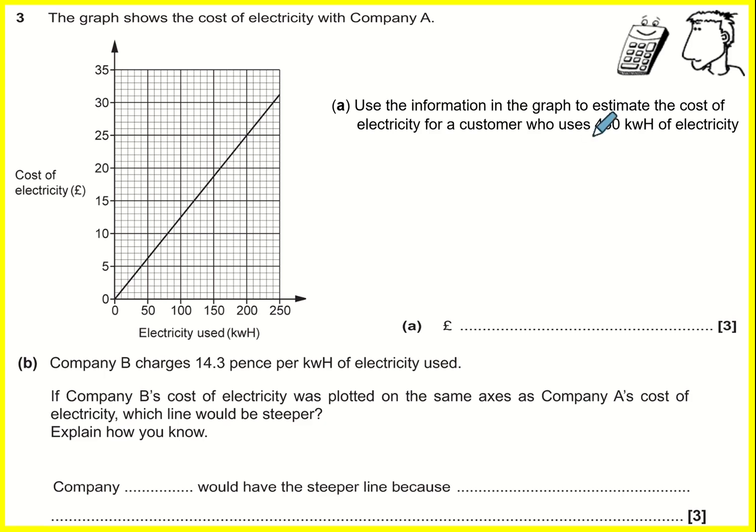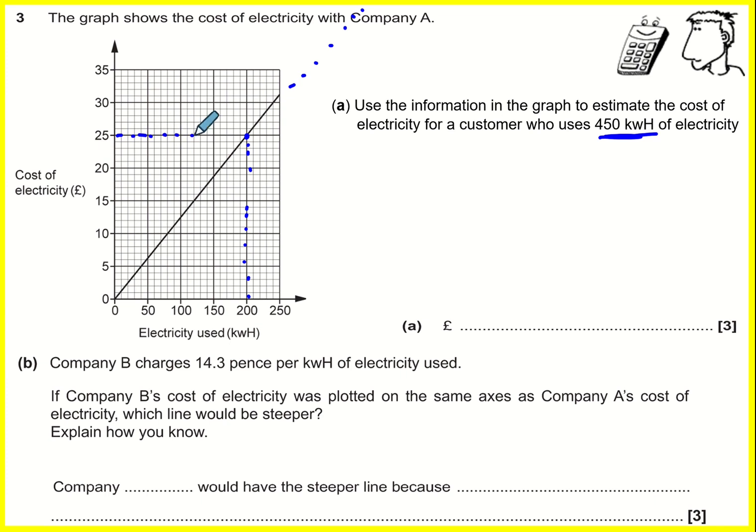How can we use this graph to estimate the cost for 450 kilowatt hours? Well, we don't have 450 on the graph, so we're going to assume that it carries on in the same way. I'm actually going to use 200 kilowatt hours because it perfectly goes through this point. You could do 150 multiplied by 3, but it's harder to read this bit of the graph, and the closer you get to the axis, the more error you're potentially going to have.